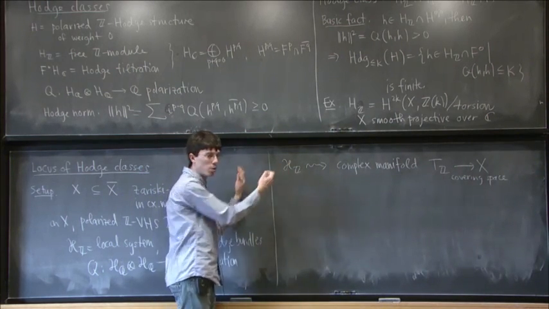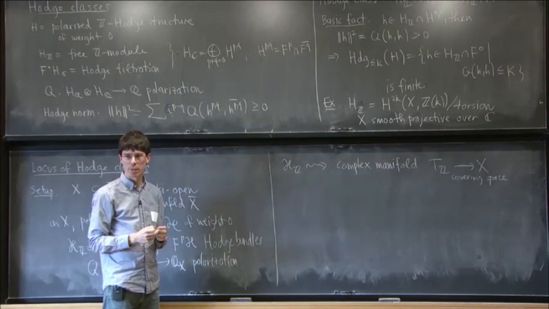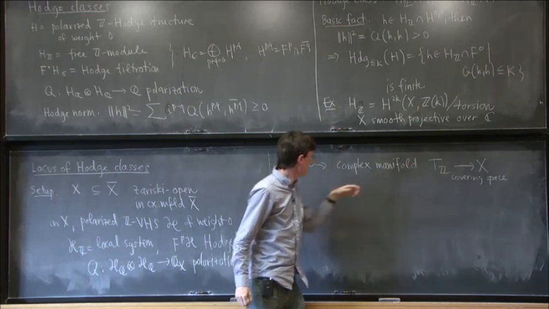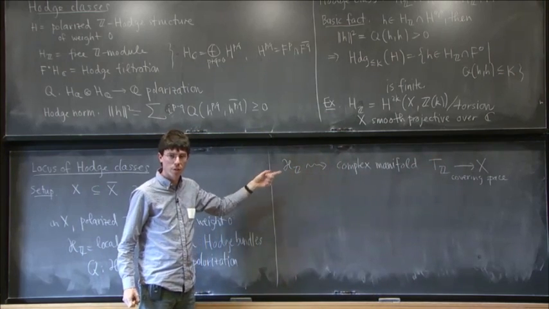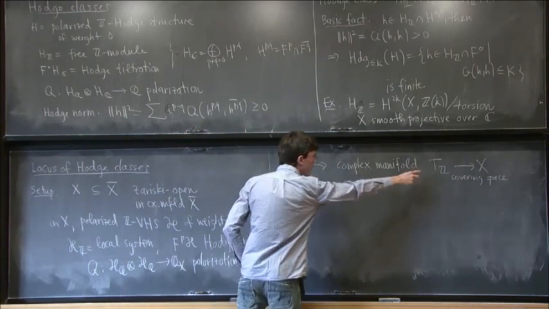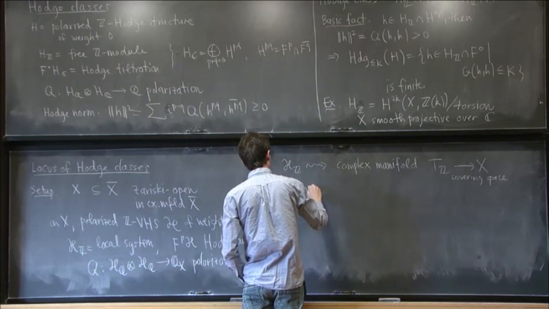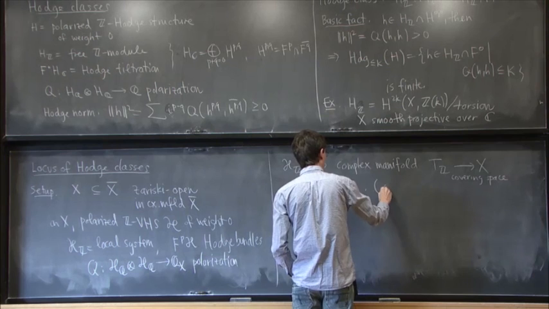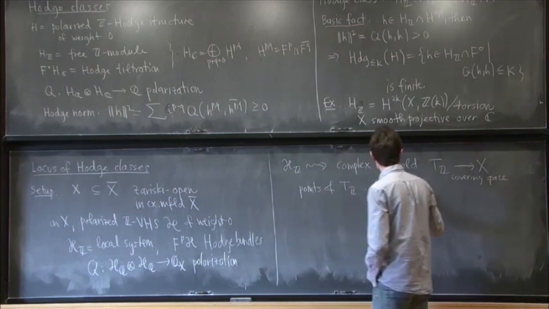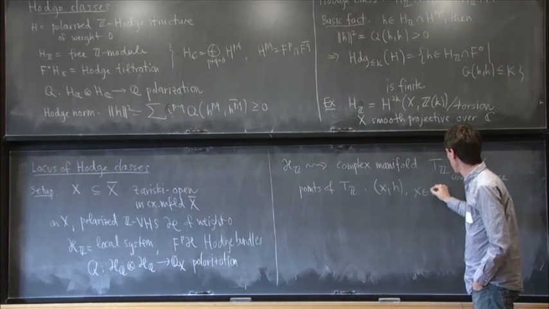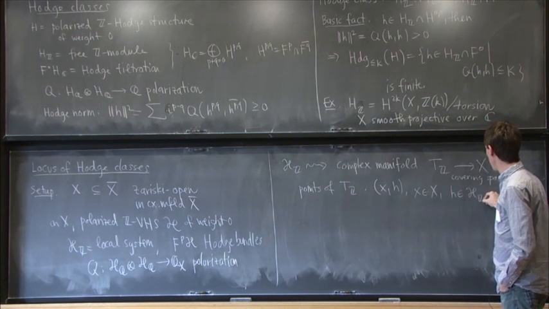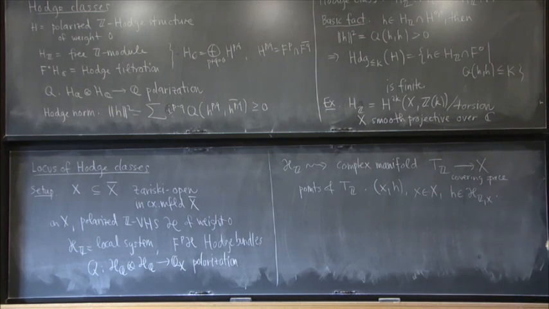It's like the total space of the sheaf, or the sheaf space, or whatever that's called. This is set up so that the holomorphic sections of this exactly recover for you this sheaf, right? And so I think of the points of this as pairs like this, where X is a point in X, and then H is a class in the fiber of the local system.